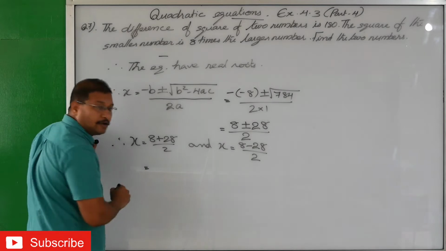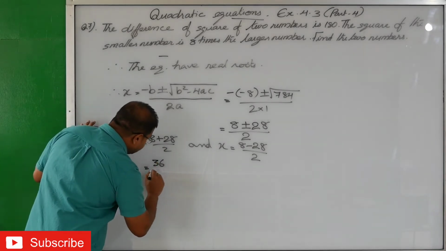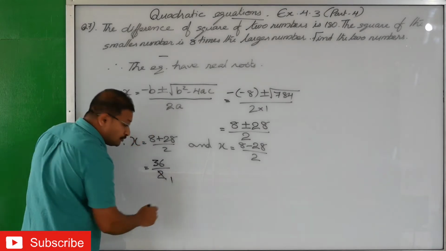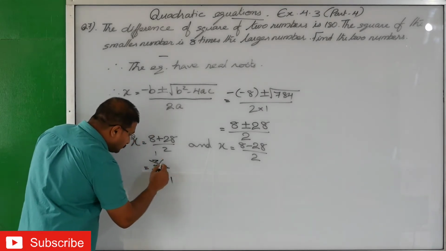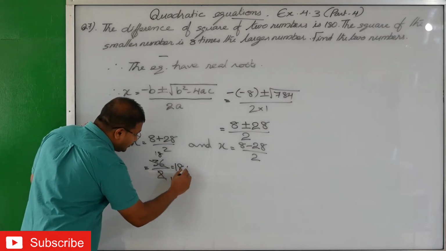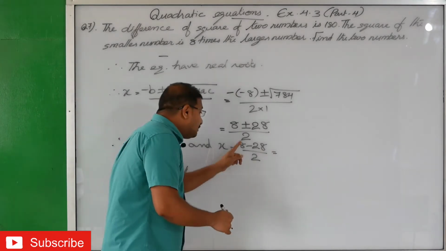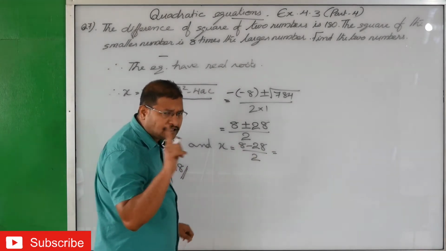What will you get? 8 plus 28, 36 by 2. 2 ones are 2, 2 1s are 2. Balance is 16. 2 8s are 16. That means the answer is 18. Ready? Let's see now here. This equals 8 minus 28. What will you get? Minus 20.